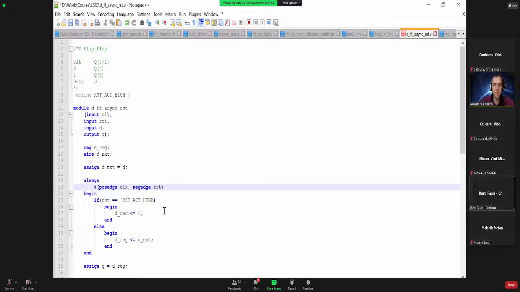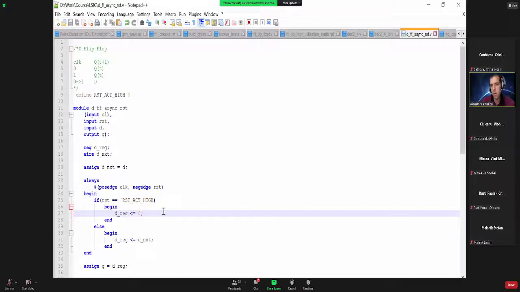Questions? I have a question. It would be wrong if instead of using dreg and dnext, we would make a q reg and sample it directly in the always block? No, but what I'm giving you here is just an example, and it's trivial. We're starting from trivial things, but I'm thinking about the future, when you have multiple registers and so on, when you want to scale.